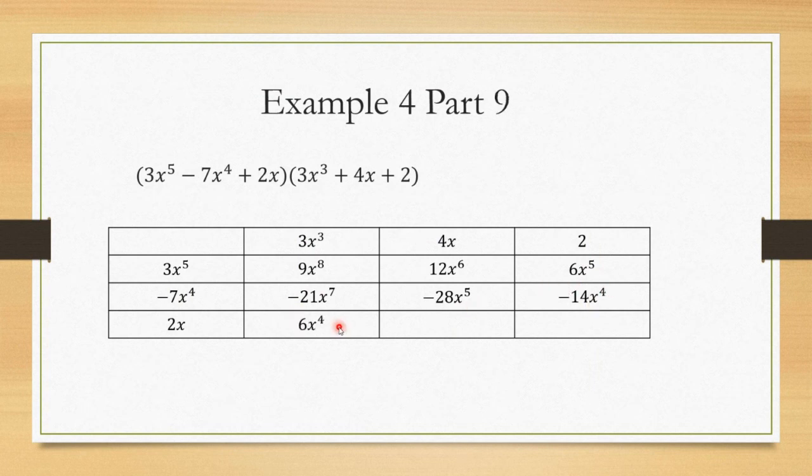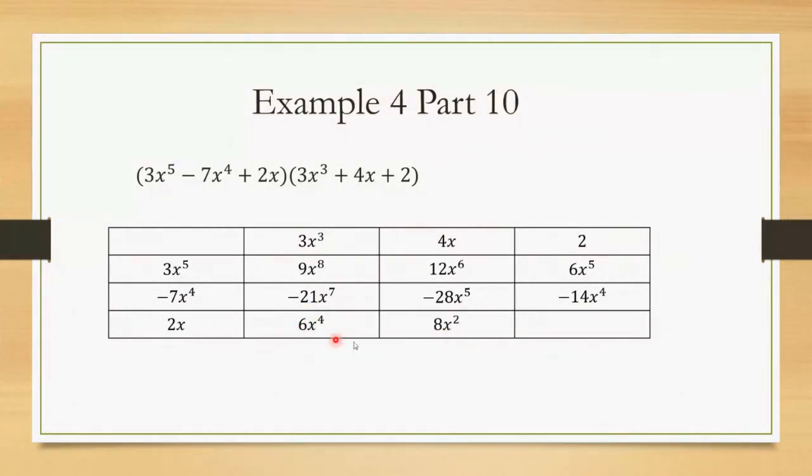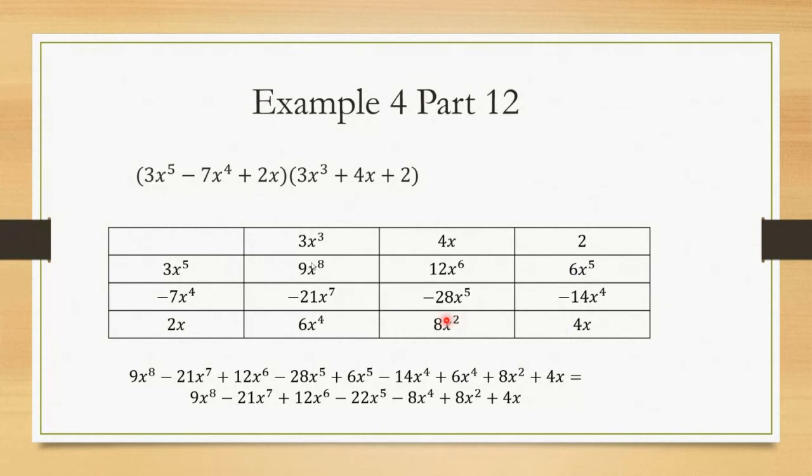Here, we have 2x times 3x cubed, which is 6x to the 4, as you can see. Over here, we have 2x times 4x is 8x squared. Finally, we have 2x times 2, which is 4x. Okay, and again, that's really the hard part. Although, since there's so many entries here, it might be a little tedious, because now we have to add all them up. And that's what I'm doing here, right?